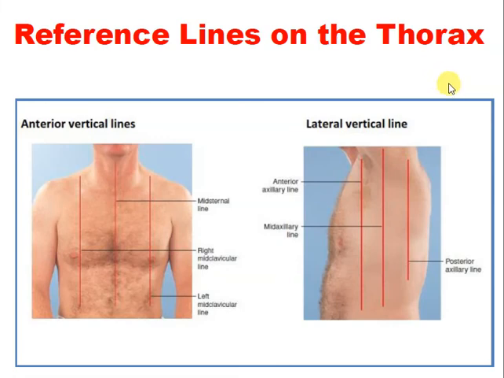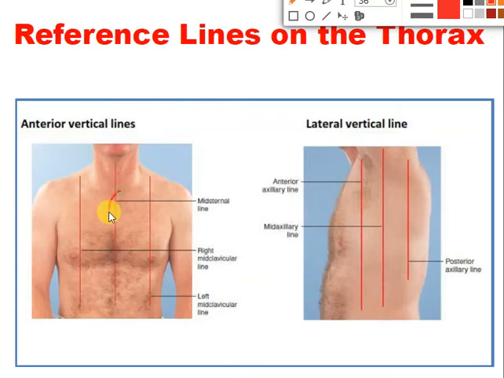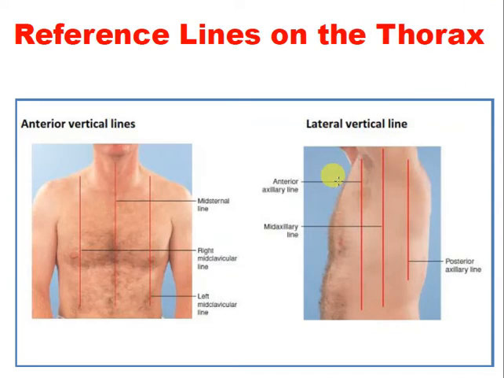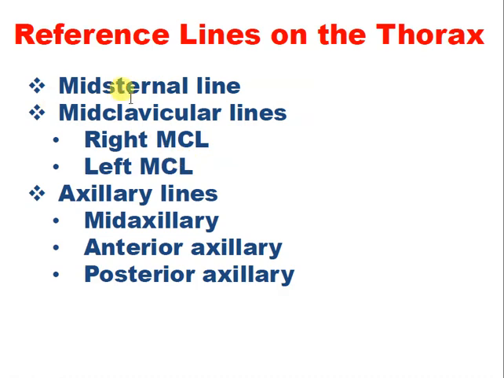So in the lines of the thorax, anteriorly we have what we can call the midsternal line. Sometimes you call it the midclavicular line. So we have a midsternal line, and then you have the midclavicular. These are very important because we'll discuss other things later in the clinical points, so you need to know this. And you can see we have the axillary lines: anterior axillary, mid axillary, and posterior axillary line. Midsternal, midclavicular, and axillary lines.